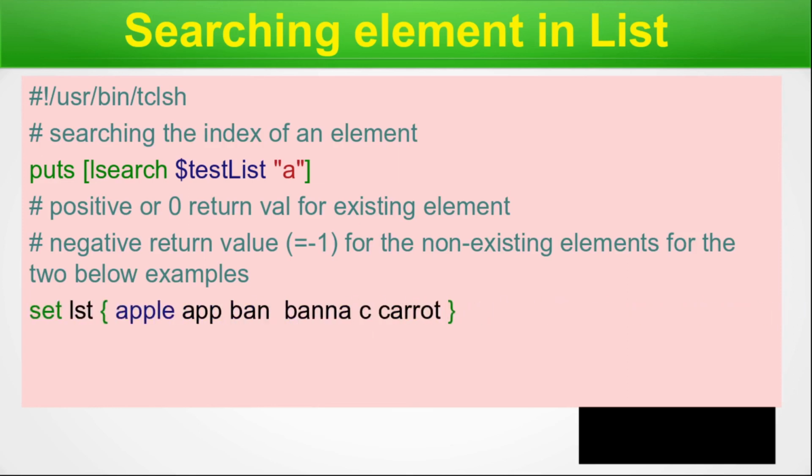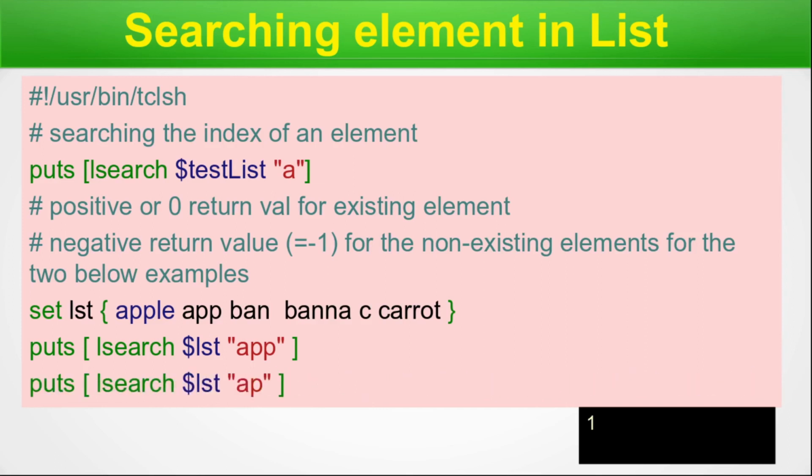We create a list with the fruits: apple, app, banana, c, carrot. So this is a list which contains names. We use the lsearch procedure inside for the lst, and we use the app element. We know that app exists there, so the return value comes as 1. This is tried and tested code, so I am using the outputs from there. You can try it at your end. And if we lsearch for AP, looking at this particular list lst, is there any AP element? No. The output comes as -1.